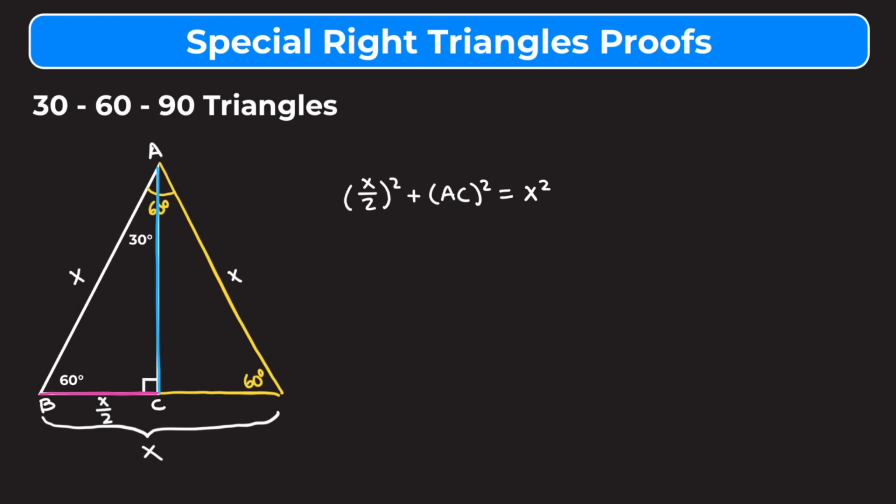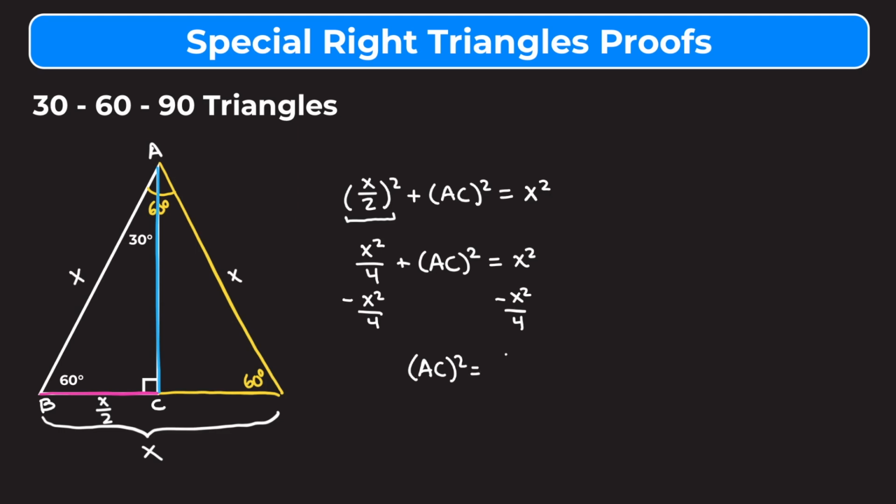Now we're just going to simplify this and solve for AC. So we're going to square x over 2. So we're going to square the top and the bottom. We're going to get x squared over 4. We still have plus AC squared, which we're just going to leave as is. And this is equal to x squared. And now to get AC squared by itself, we need to subtract x squared over 4 from both sides of our equation. So on the left, we're left with AC squared.